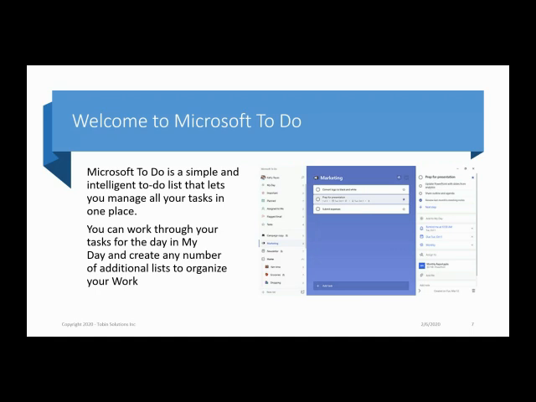So a little bit about what Microsoft To Do is. It is this intelligent to-do list, and it's going to let you manage all of your tasks in one place. And so it centralizes them. So all these tasks that are showing up in different areas, you can put in one place. And we're going to talk about this My Day feature that's really cool. If we've got lots of to-do lists, how do we focus on what's urgent, what's important, what needs to be done now? So Microsoft To Do has some features and functions around that to actually have that happen.